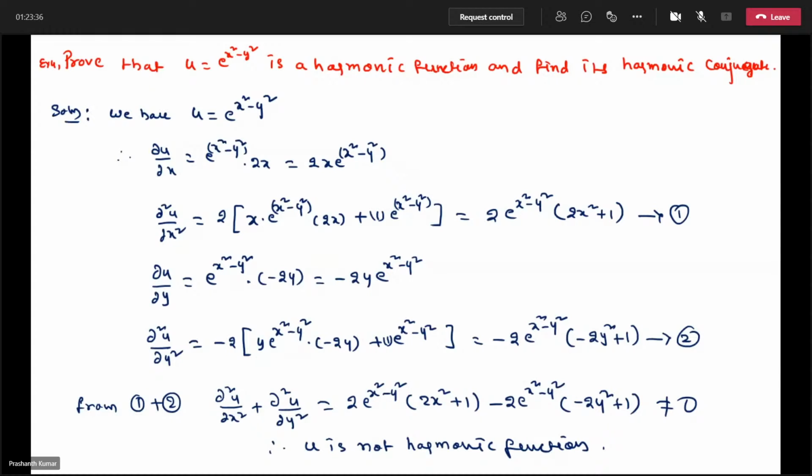So these are the problems we discussed in this class. In the next class, I will discuss the construction of an analytic function whose real or imaginary part is known. If we know the real part, how can we find the imaginary part? Or if we know the imaginary part, how can we find the real part? By that, we want to find the analytic function.